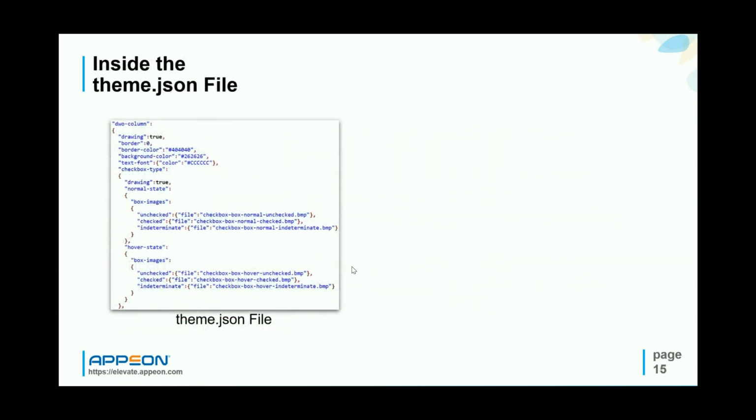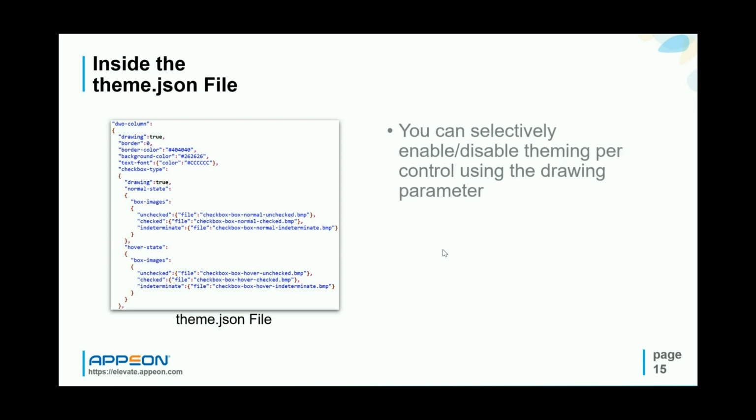So theme.json file, just real briefly, this gives you an idea what it looks like. Just property settings. Per control of different objects, each type of UI control has its own section. You can turn drawing on and off by setting that parameter right there. So if you don't want your data windows themed, you can set this to false on the data window option.